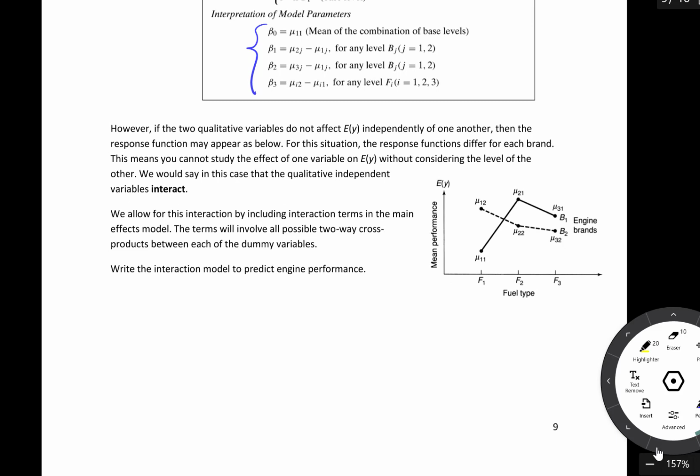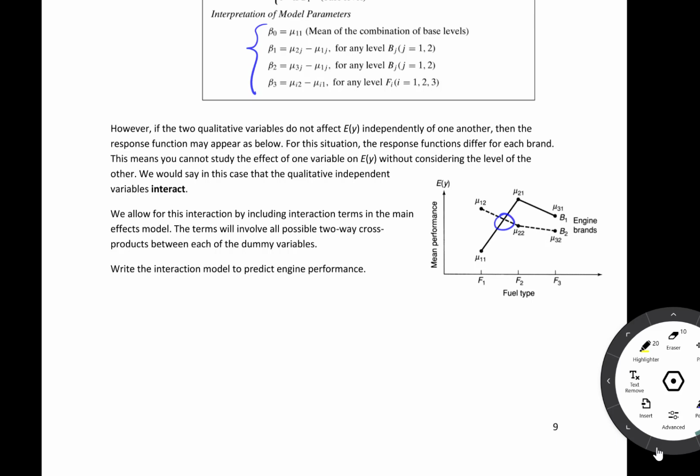However, if the 2 qualitative or categorical variables do not affect the expected value of y independently of one another, then the response function may appear as below. So notice here they intersect one another. So in this situation, the response functions differ for each brand. This means you cannot study the effect of one variable without considering what level you are at for the other one. So when we think of this example, we had 3 different fuel types and 2 different brands. What this is really saying is which of those 3 fuel types is better is going to depend on the brand of engine. So it's not the same for the 2 different brands.